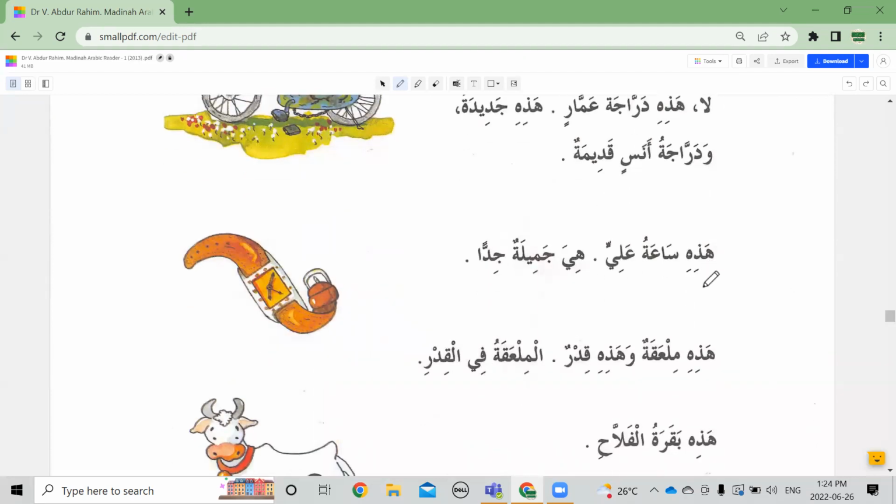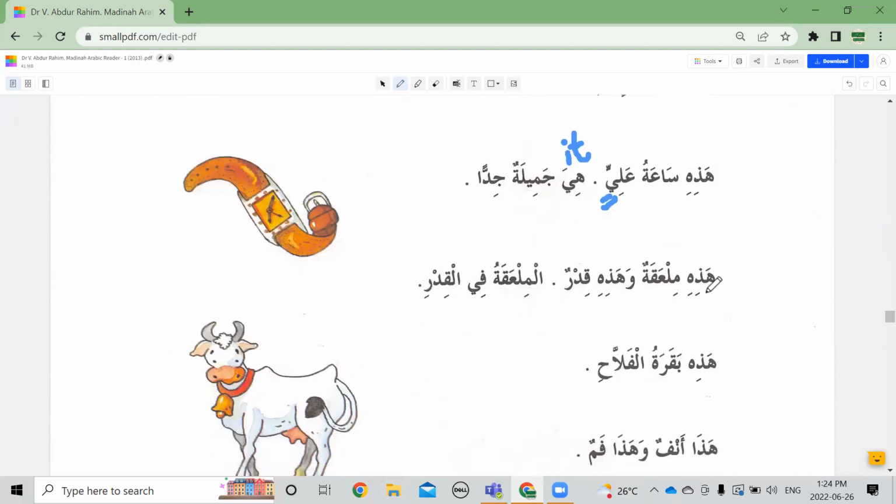Is this Ali's watch? This is Ali's watch. Hazihi sa'atu Aliyin. Hiya jamilatun jiddan. This watch is beautiful. So hazihi is this, and hiya is it. It is beautiful. Yes, it is very beautiful.